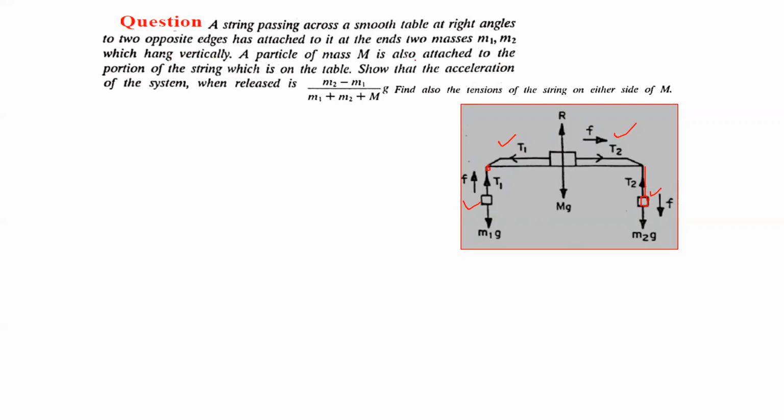A particle of mass m is also attached to the portion of the string which is on the table, and this mass capital M is attached there. Show that the acceleration of the system when released is as given, and we also have to find the tension of the string on either side of it.